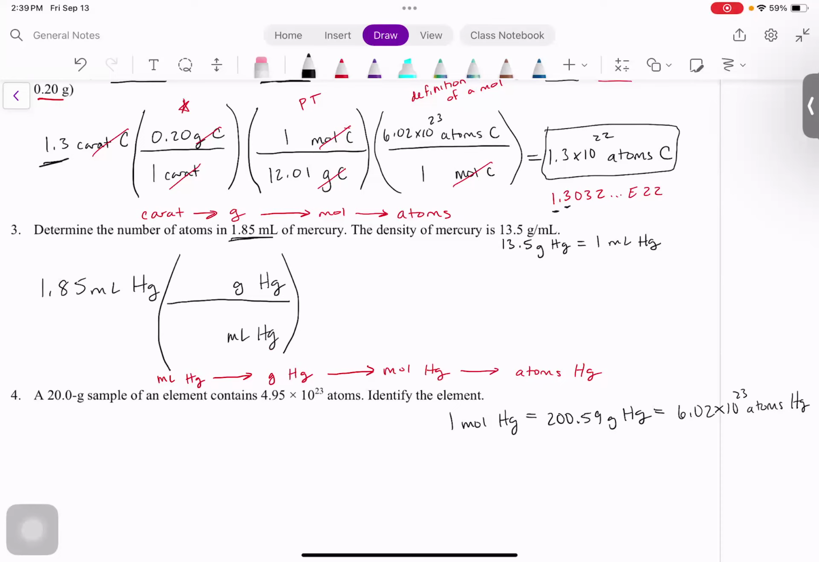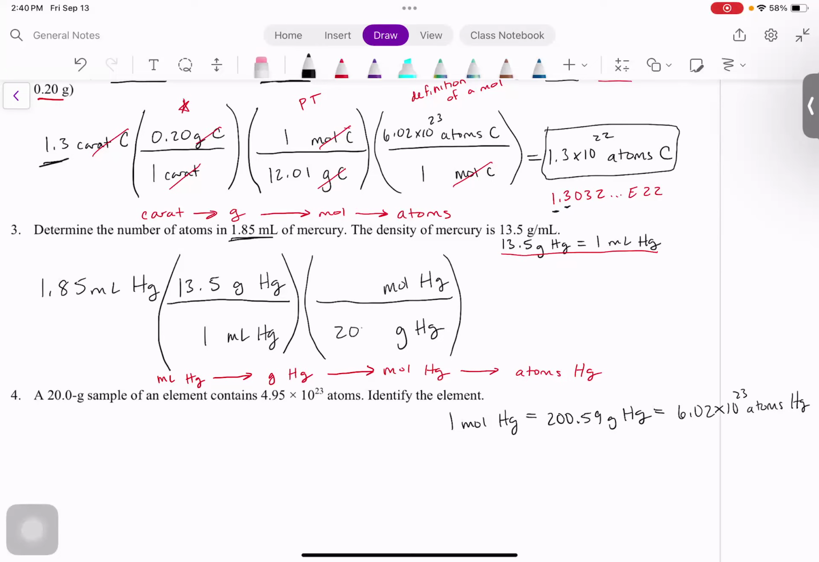So the density is given right here. So 1 milliliter of mercury will have a mass of 13.5 grams of mercury. We can use that to convert our 1.85 milliliters into grams. And then we can use the molar mass to convert from grams of mercury to moles of mercury. So converting between grams and moles is what we use the molar mass for.